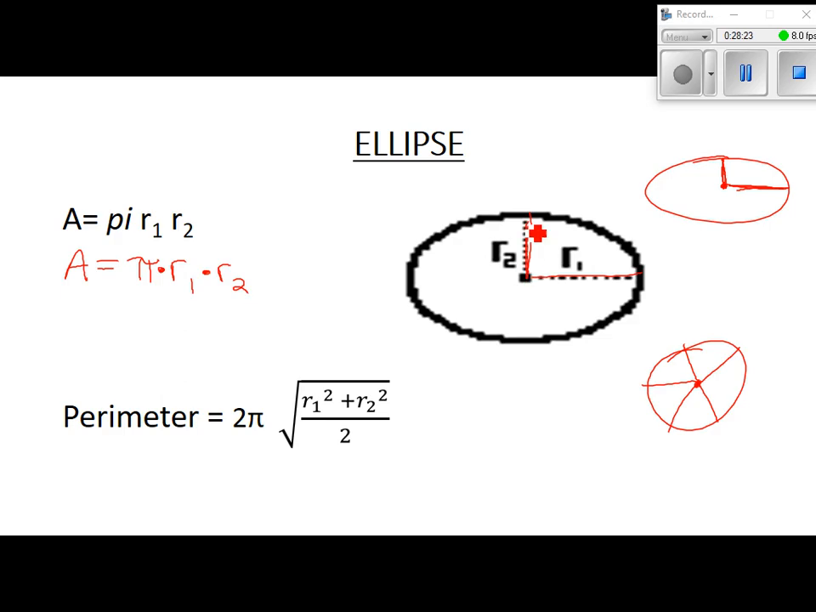How long is this radius? Make up something for me. 6. 6, I heard. How long is this radius? 7. I heard 8. So if those two radii are 6 and 8, we're going to plug into this formula.